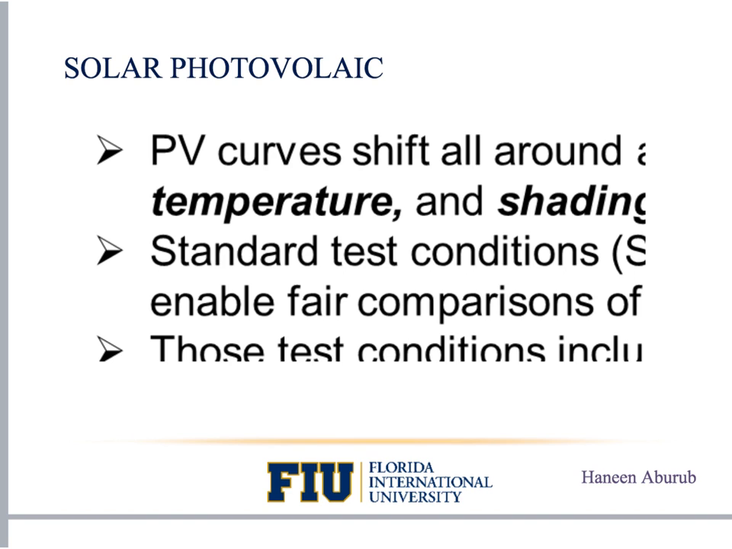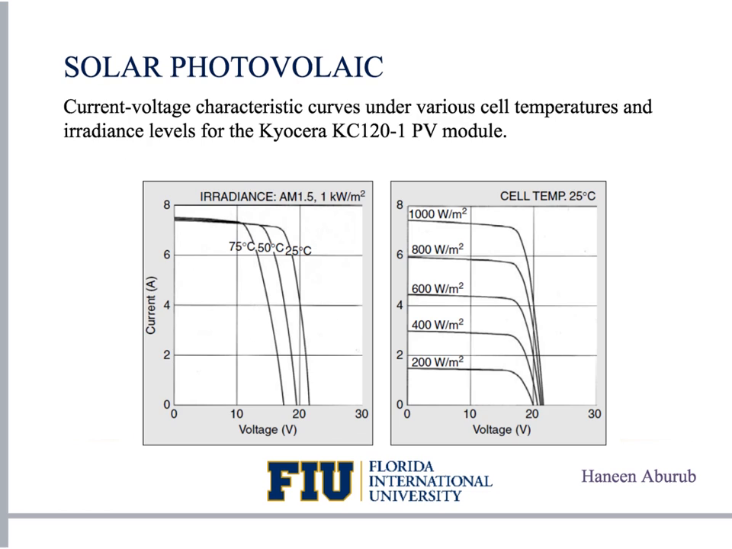All of these parameters are used to establish a fair comparison between the modules. Now, the key parameter for a module is its rated power. To help remember it, it's DC power measured under standard test conditions. Now, the current-voltage characteristic curves under various cell temperatures and irradiance levels for one type of PV module are shown in this figure.